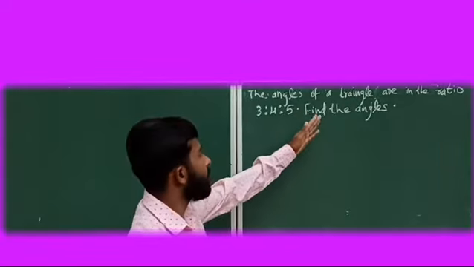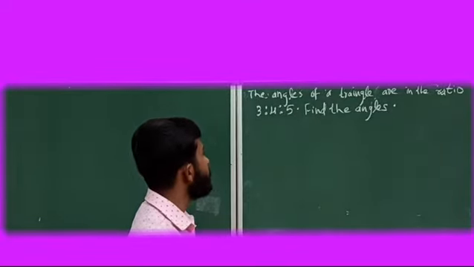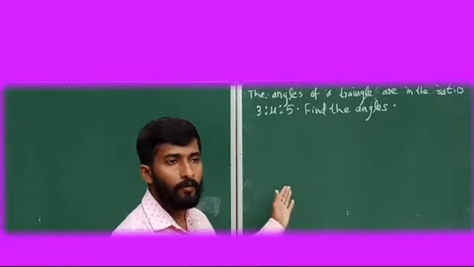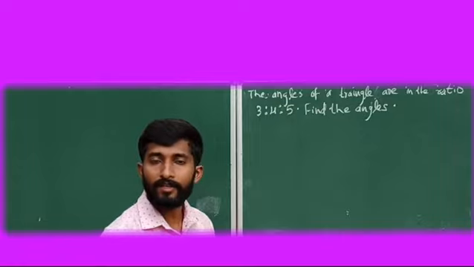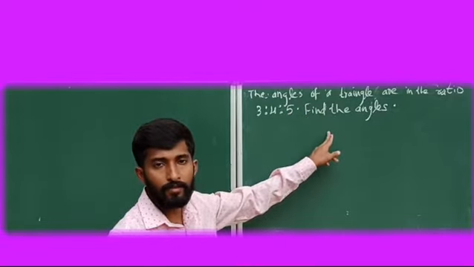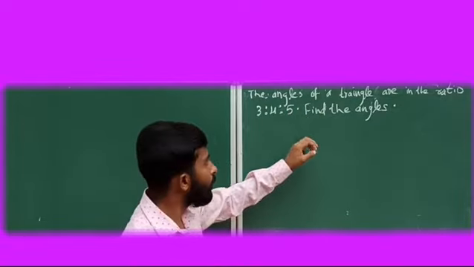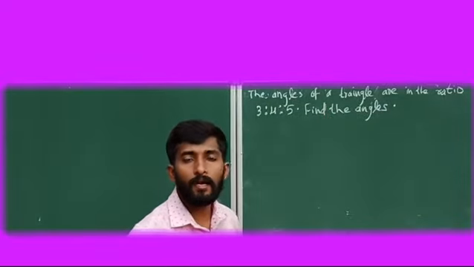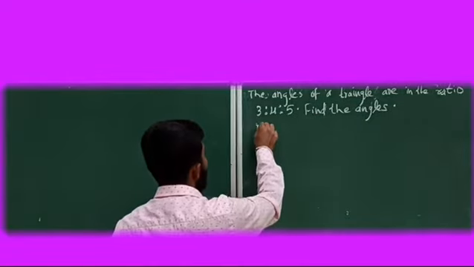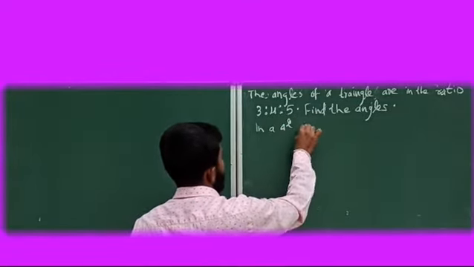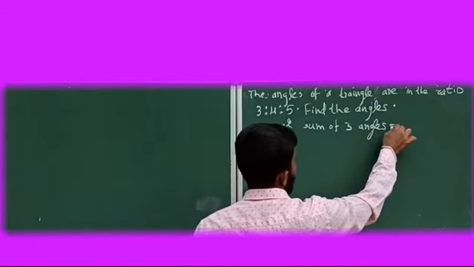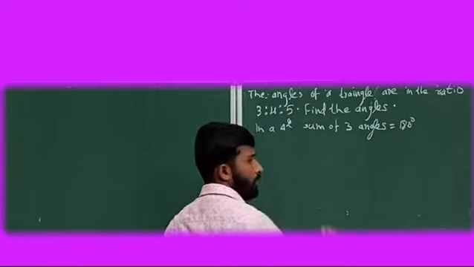The next question, the angles of a triangle are in the ratio 3:4:5. Find the angles. Okay, again you can follow any method. I am using the sum of the ratio method. See, in the previous question the total sum is given, but in this question the total sum is not given. But we know in a triangle the sum of the angles is equal to how much? It's equal to 180 degree, right? Use that data. In a triangle, sum of 3 angles is equal to 180 degree. Now see, total sum is there.